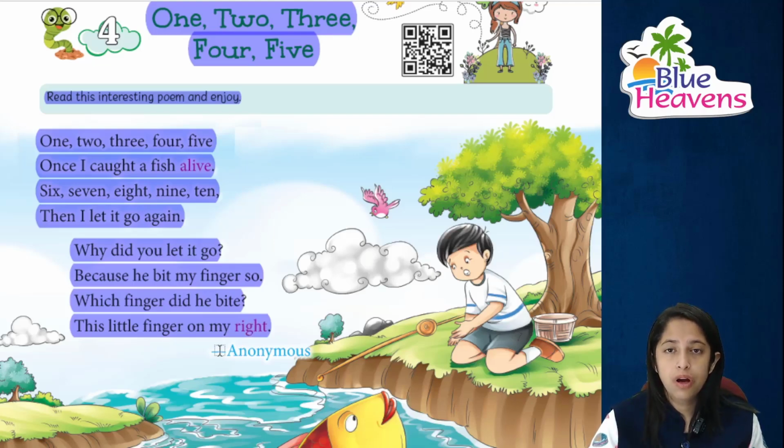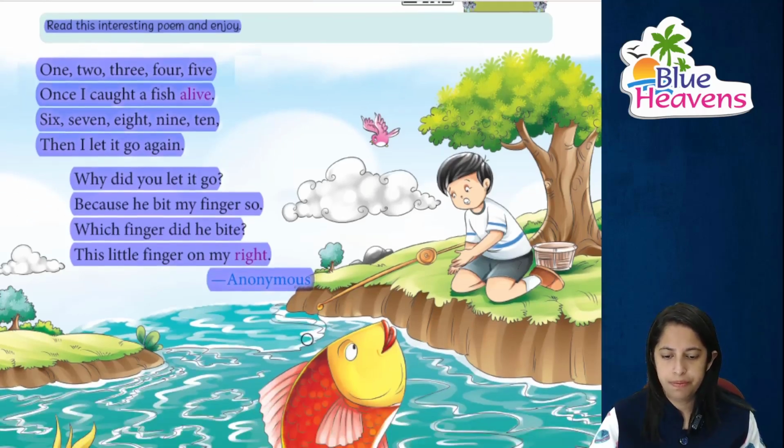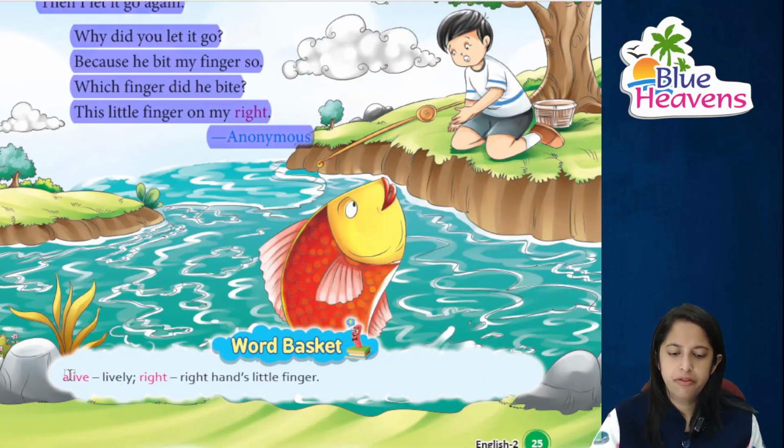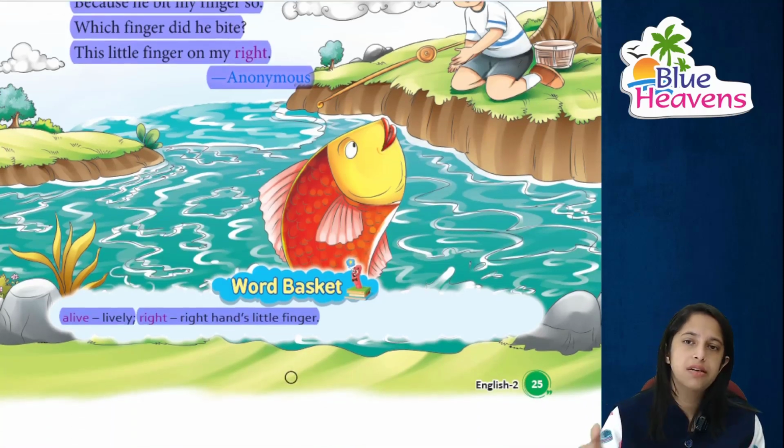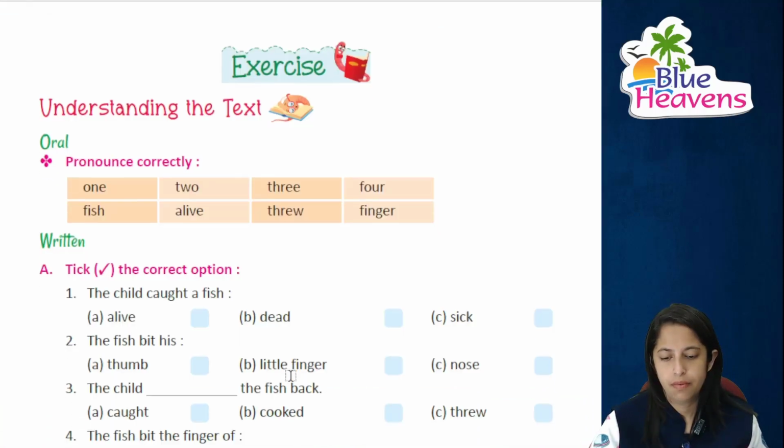And this poem is anonymous. We don't know who has written this poem. Moving on to the word basket, the first word is alive. Alive means lively, मतलब जिंदा. The second word is right, means right hand की little finger. That is the right hand little finger.